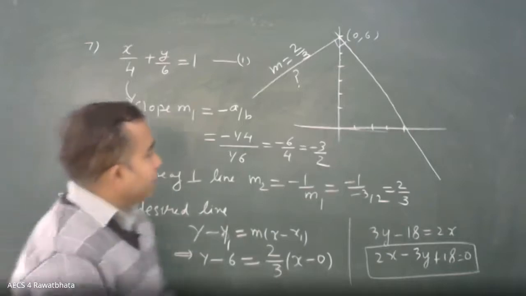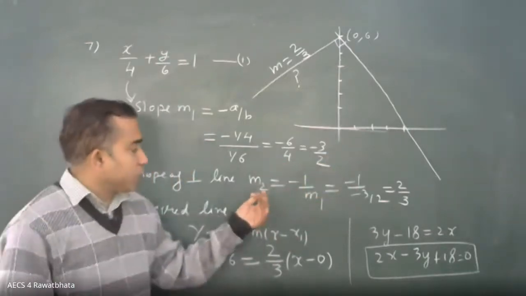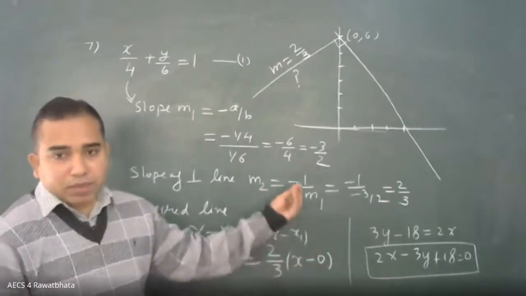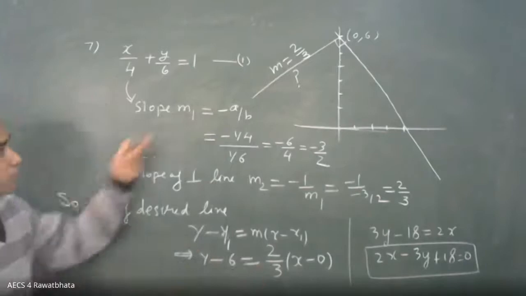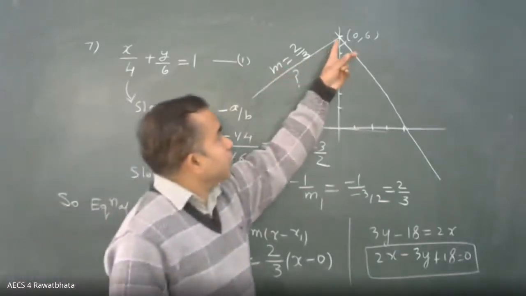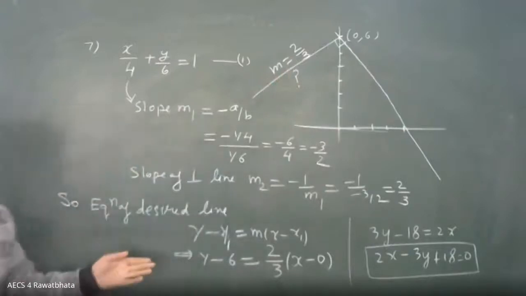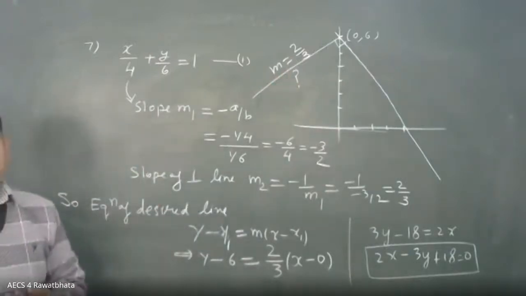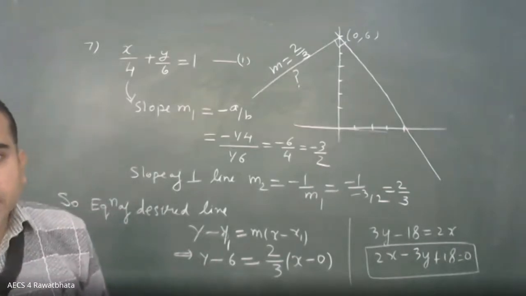The slope of this line we have found is minus 3 by 2. Then the way to find the perpendicular line's slope is minus 1 upon m1, minus 1 upon minus 3 by 2, which means 2 by 3. Then the point is given, right? The line is passing through the point 0,6, and here we substitute 0,6. I hope it should be right.